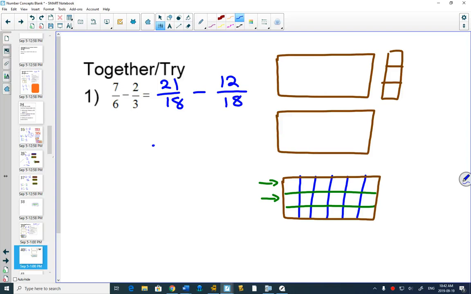21 minus 12. Think of your number line. Start at 21. Subtract. Go back. You're going to get to 9. And you're left with 9 out of 18, which is 1/2.